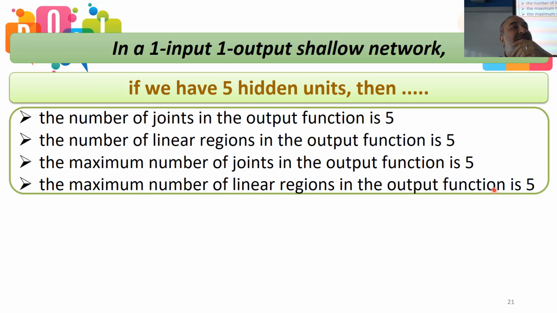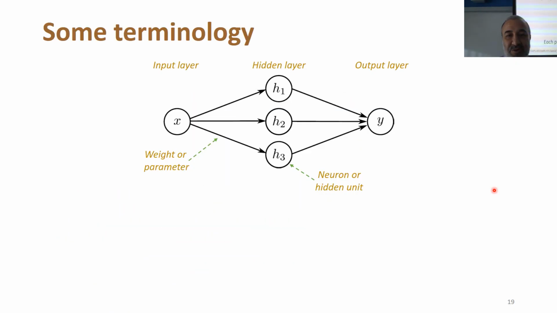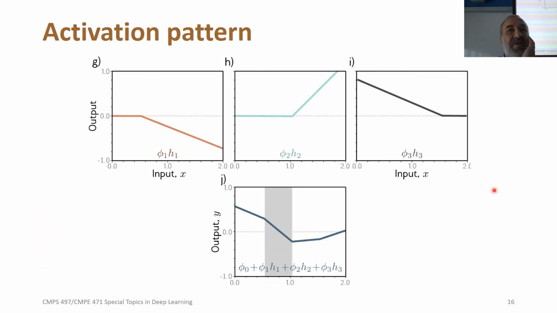Very good. 5 joints, yes. Then how many linear regions will we have? Okay, let's get back to the function that we saw before. How many linear regions do we have here? 4. How many joints? 3. When we have 3 joints, we will have 4 regions. When we have 5 joints, 6.